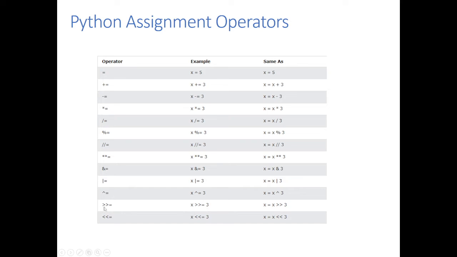Then we have the double greater than sign equal, so x double greater than sign equal 3 is the same as x equals x double greater than sign 3. You have the double lesser than sign equal, so x double lesser than sign equal 3 is the same as x equals x double lesser than sign 3. So both of these are bitwise operators.